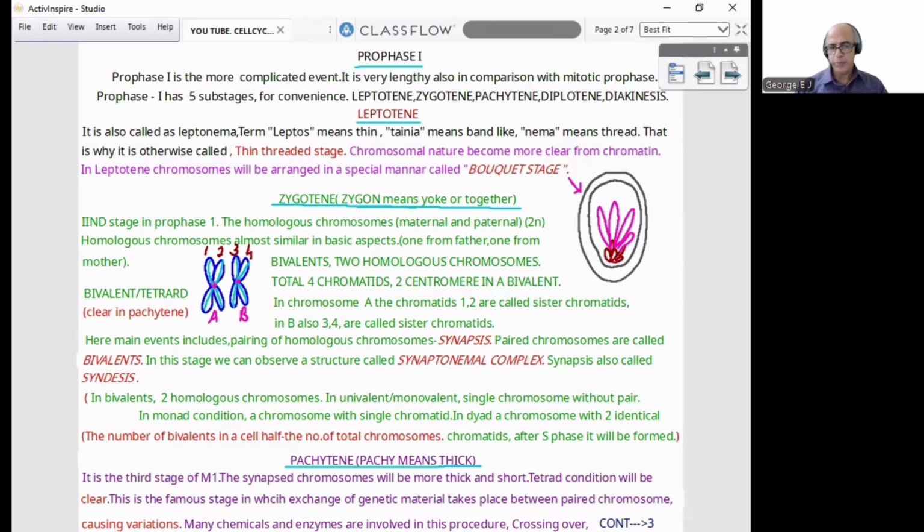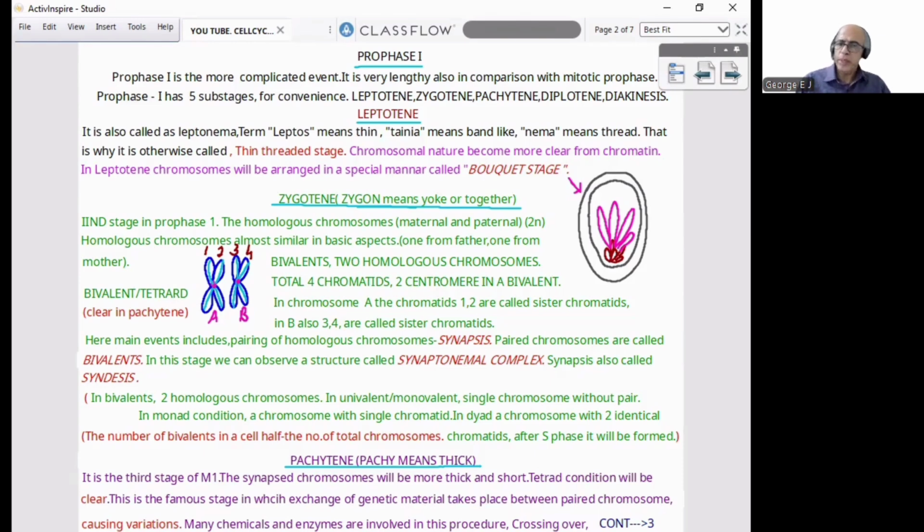So leptotene we can proceed. When we get the meaning of the word, it will be clear. Leptotene is otherwise called leptonema. What is the meaning of the prefix lepto? Lepto means thin. Tainia, for all these stages we can apply tainia, T-A-I-N-I-A, not tapeworm, means band-like. And leptotene can be otherwise called leptonema. Nema means thread. So that is why leptotene is otherwise called thin threaded stage, a common question.